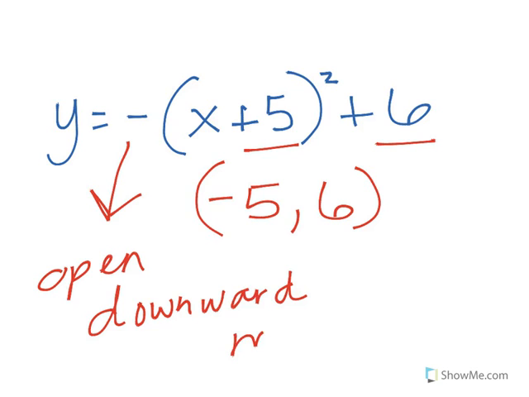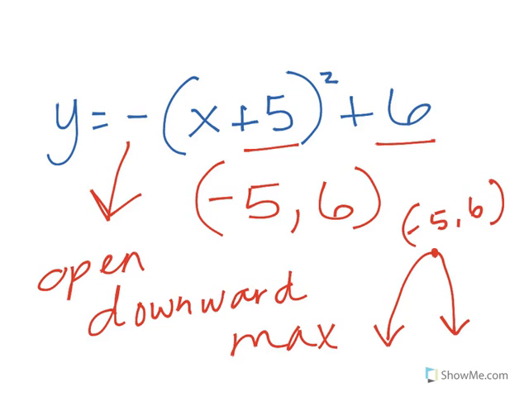That means that it has a max value. So your parabola will look like that. And the vertex would be at -5, 6. Okay, so you're not solving for anything. Right now we're only looking at what the vertex is, and we're pulling out the vertex.